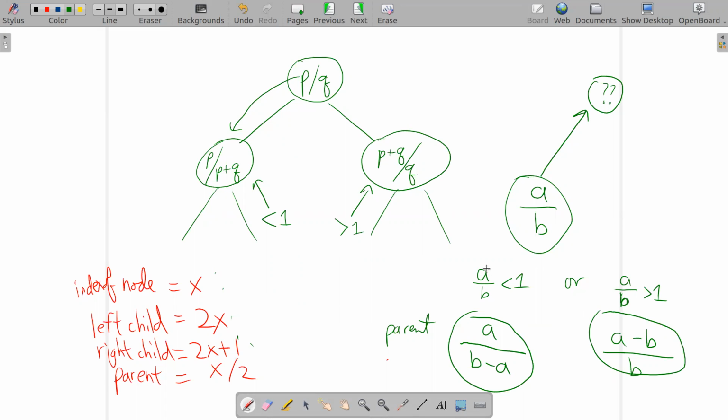So what's going on? If A is less than B, or in other words, if A over B is less than 1, what are you doing? You are replacing the bigger number with B minus A. Correct? Yes. And in the case when A over B is greater than 1, what are you doing? You're replacing the bigger number with the difference of the two. Agreed?